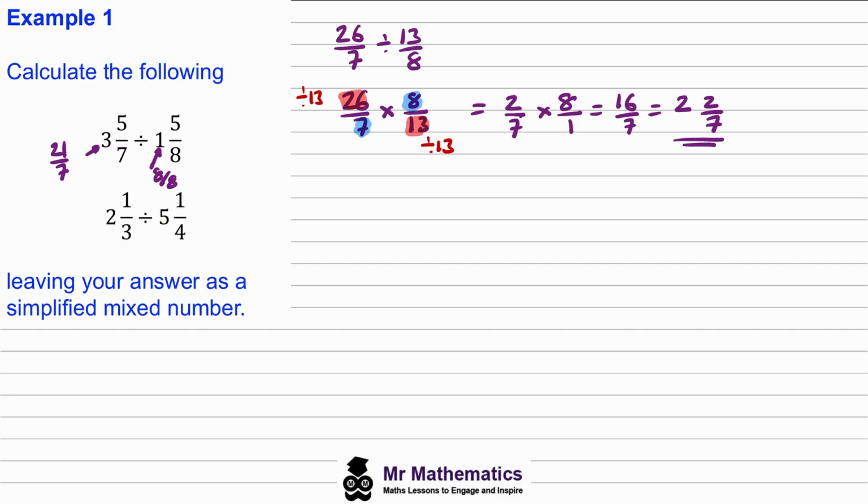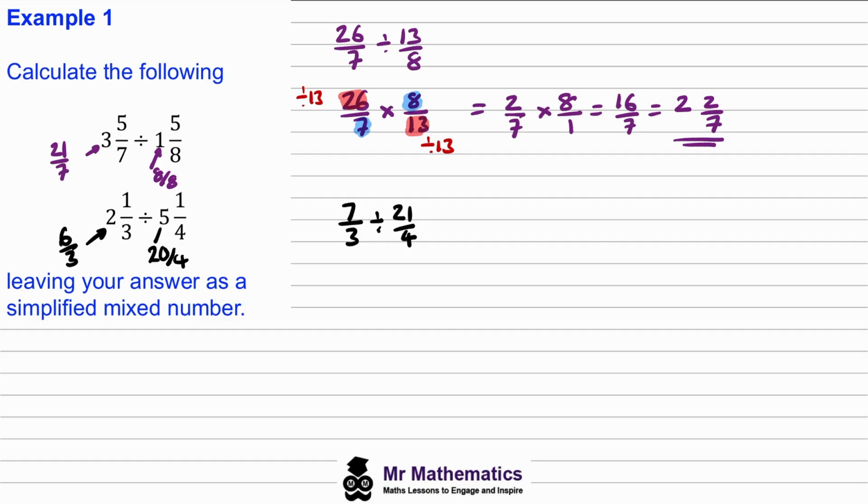So again, we need to write them both as top-heavy. Well, this 2, it's the same as 6/3 plus the 1/3. This will give us 7/3. And what do you think 5 1/4 will be as a top-heavy fraction? Well, the 5 is 20/4 plus the 1 more. So this will be 21/4.